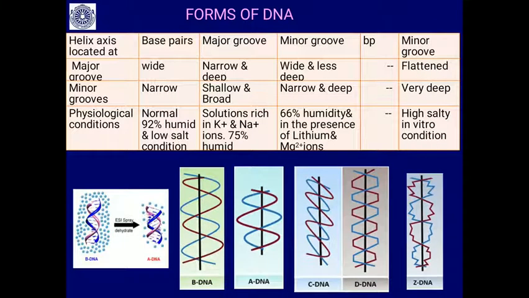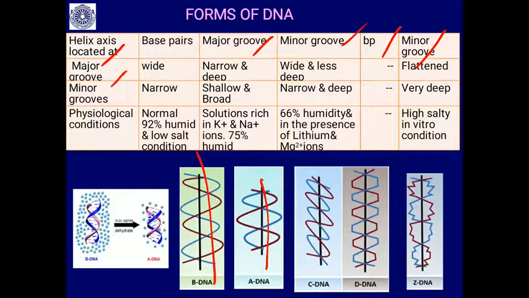Then where exactly is the helix axis located? In the case of B DNA, it is in between the base pairs. In another form the helix axis is located in the major groove. This is in the minor groove. So this is in the base pairs. This is in the minor groove.